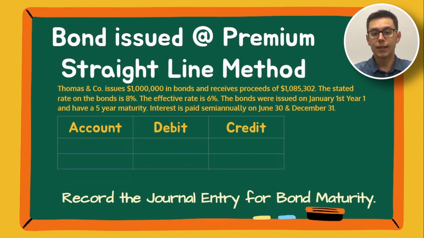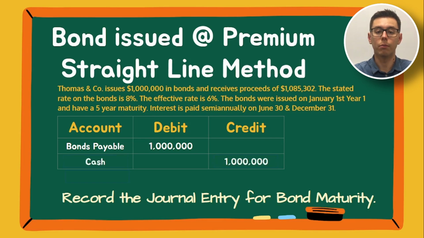Now that we amortized the premium all the way down to 0, we simply debit bonds payable to reverse the credit earlier of $1 million, and then we're paying back that bond principal. So we're going to credit cash for the $1 million payment.